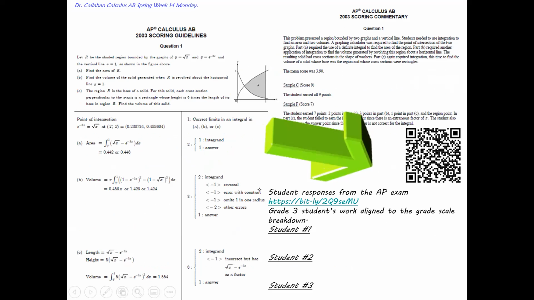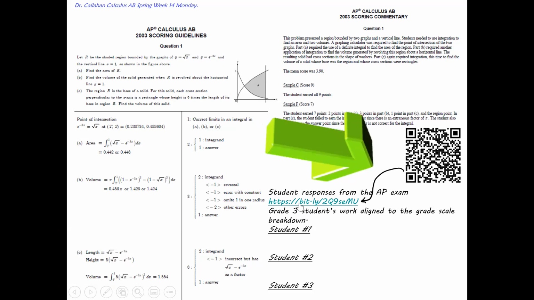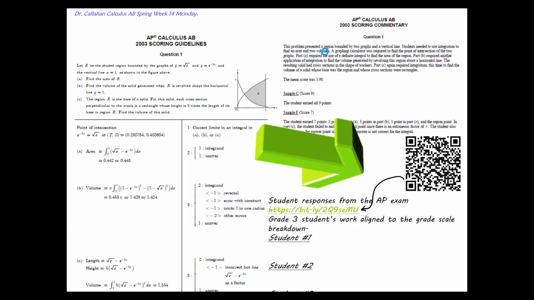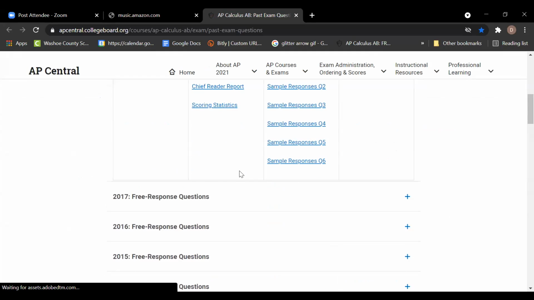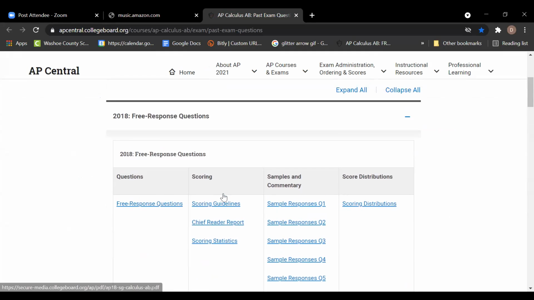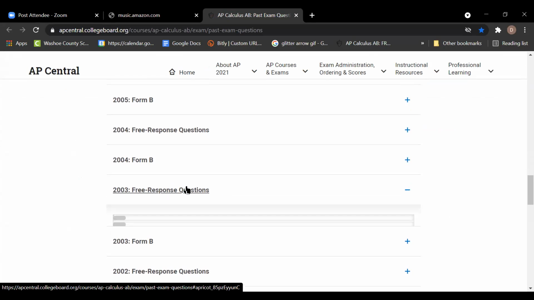Next, what I'm going to have you do is, with this QR code or this link, go ahead and type that in. You are going to grade 3 students' work aligned to the grading scale breakdown, and let me show you where you go with that. Once you type this link in, it's going to look something like this. And you want to go down to 2003, and actually this gives you all of the free response up to 2018. So you go to 2003, free response question.